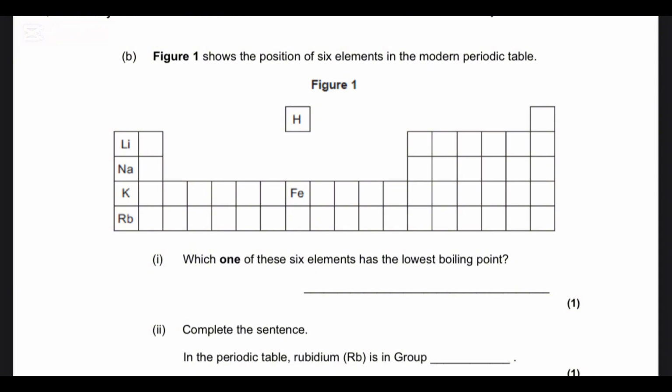Now, let's go to the next question after this. The next question says, complete the sentence. In the periodic table, rubidium is in group what? This is way too easy. I think the only difficult question right there, which we were not told in the slide, was the boiling point of hydrogen, which is the lowest. According to this answer, rubidium is our answer to that previous question.